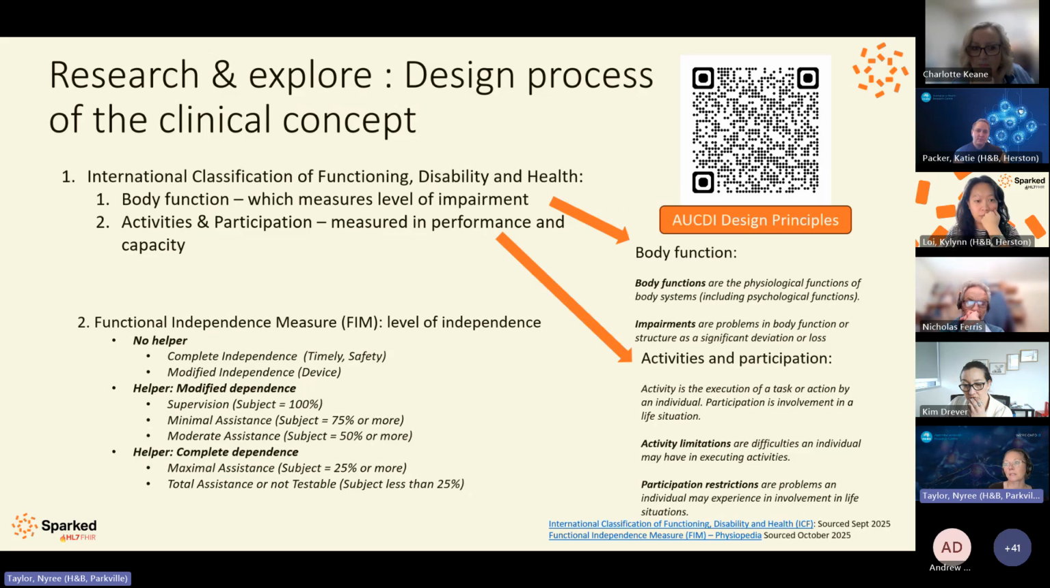Whereas the activities and participation, in contrast, are measured in performance and capacity. And activities and participation include the activity, which is the execution of a task or action by an individual, whereas participation is the involvement in a life situation. So the activity limitations are the difficulties that an individual may have in executing those activities, and participation restrictions are problems an individual may experience in involvement in life situations.